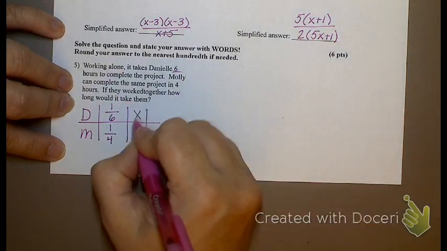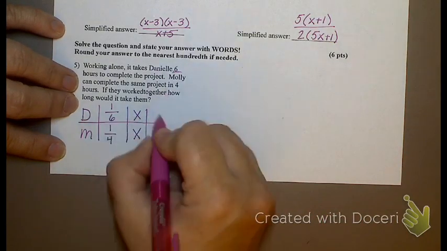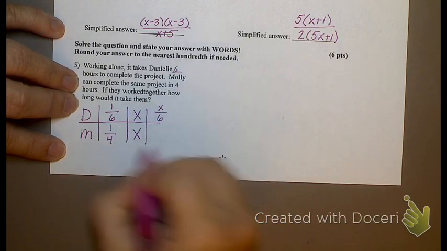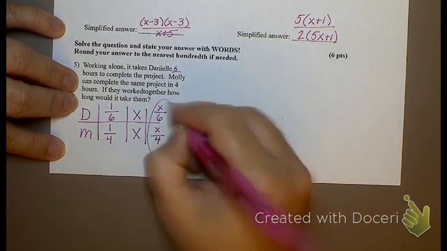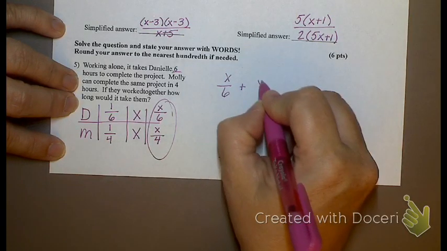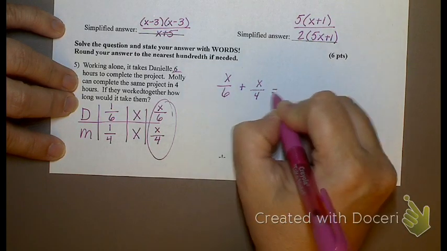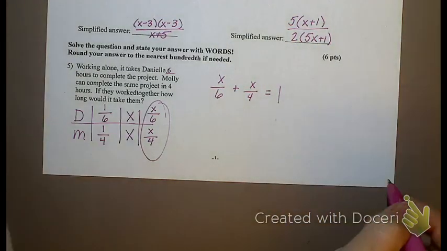I'm looking for the time together, and now I just multiply. What's 1/6 times x? And 1/4 times x? So now I take these two and I set up my equation. X over 6 plus x over 4 equals what? 1 full job. Let me get another color for this.